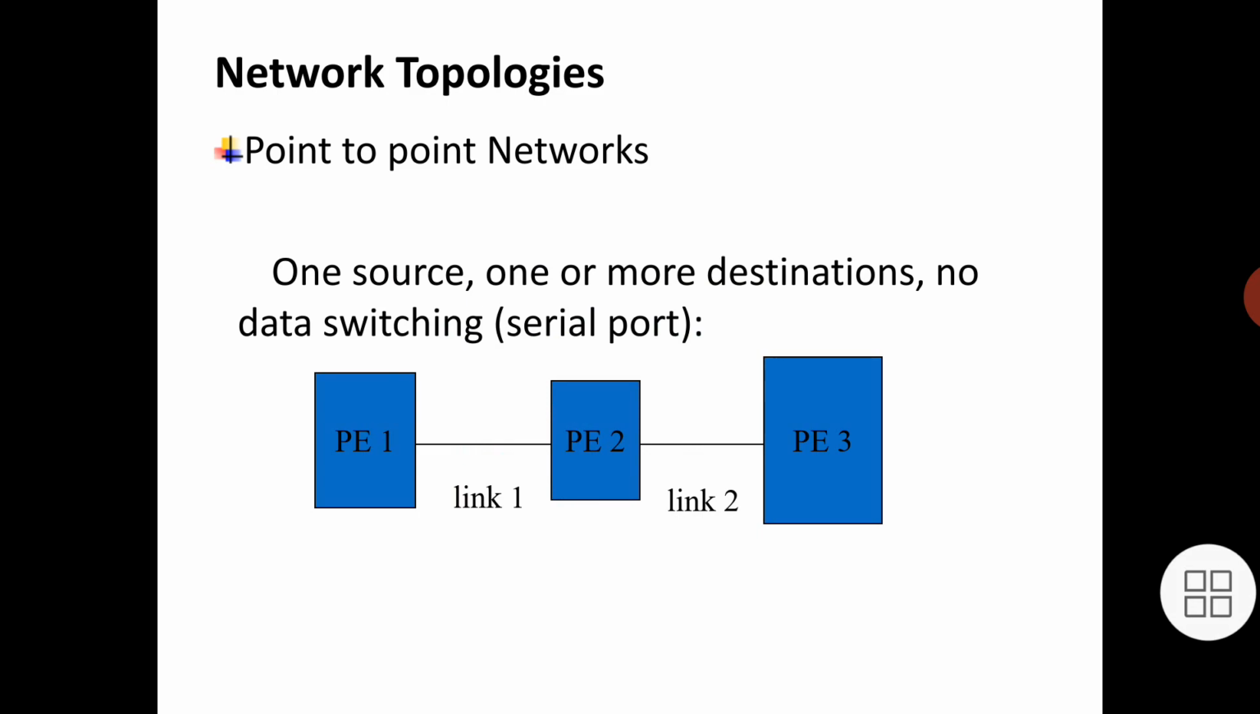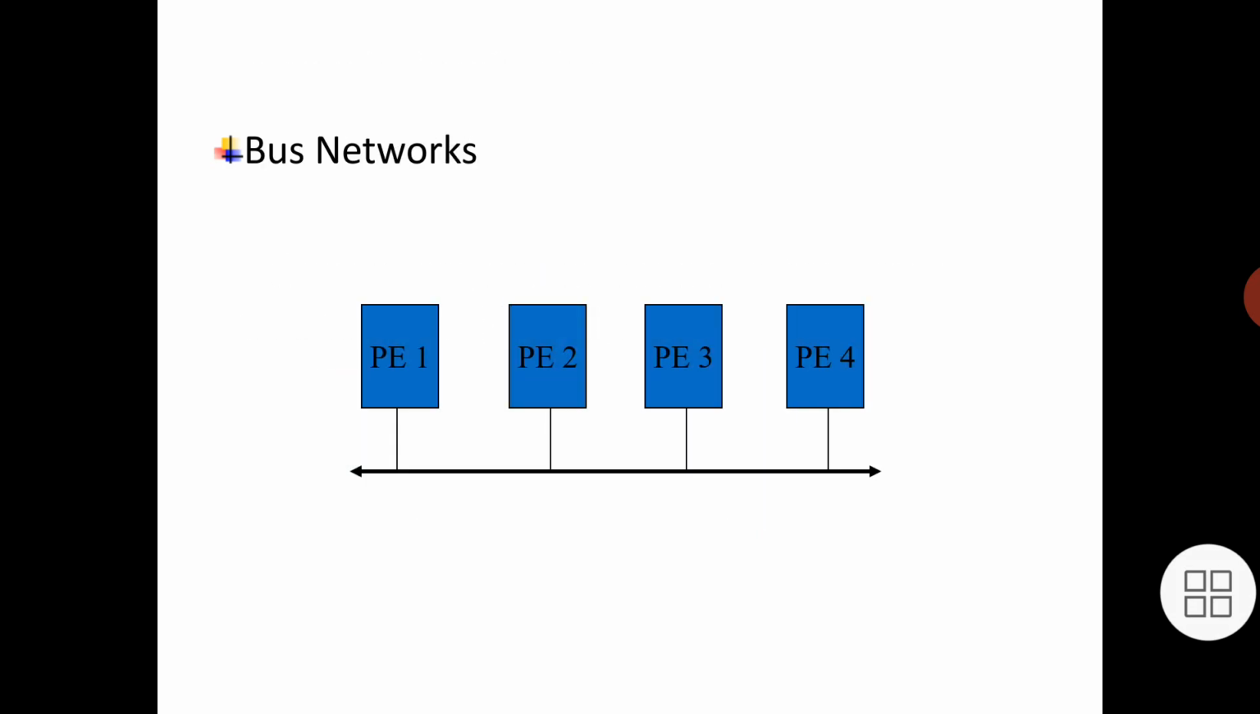A point-to-point link establishes a connection between exactly two PEs. Point-to-point links are simple to design because they deal with only two components, that is PE1 and PE2 with a link between these two, and the other link 2 between PE2 and PE3. This is the point-to-point network. And the second one is the bus network.